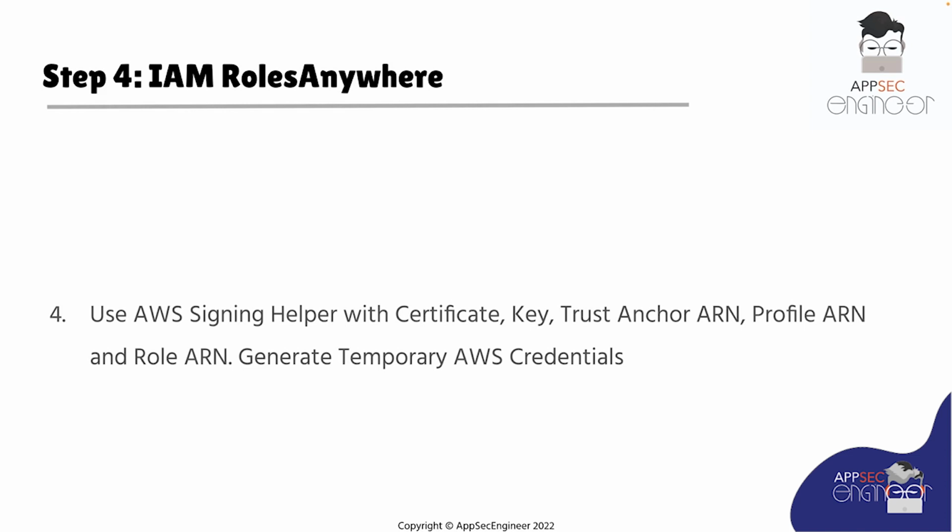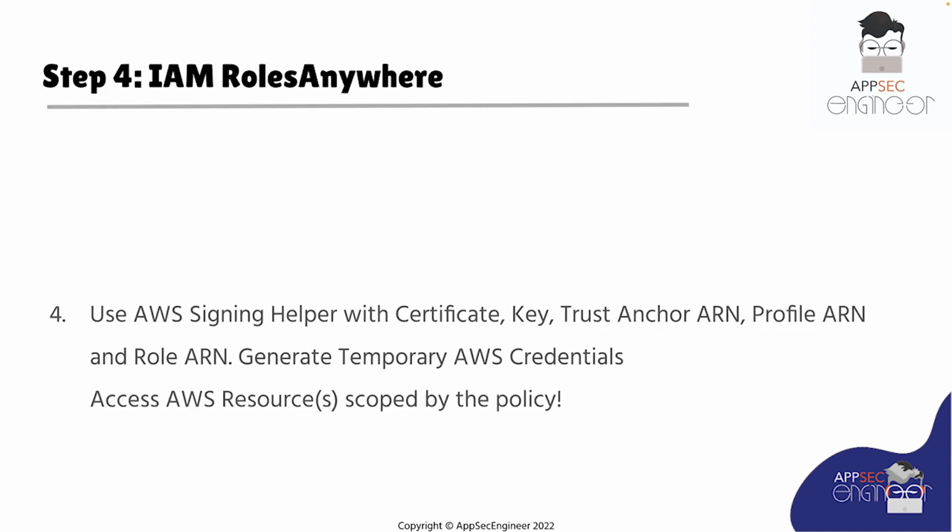AWS provides a CLI tool called the AWS Signing Helper. And you need to pass a certain number of parameters, and the AWS Signing Helper talks to the AWS control plane, talks to the Security Token Service, makes sure that the certificate is valid, the role is valid, the policy is valid, the trust anchor is valid. All of the validity is verified, and it generates temporary AWS credentials, which happen to be the access key ID, the secret, and the session token to be able to actually use these credentials.